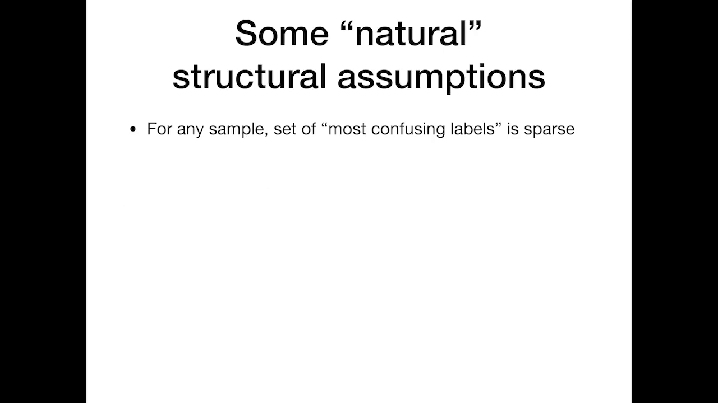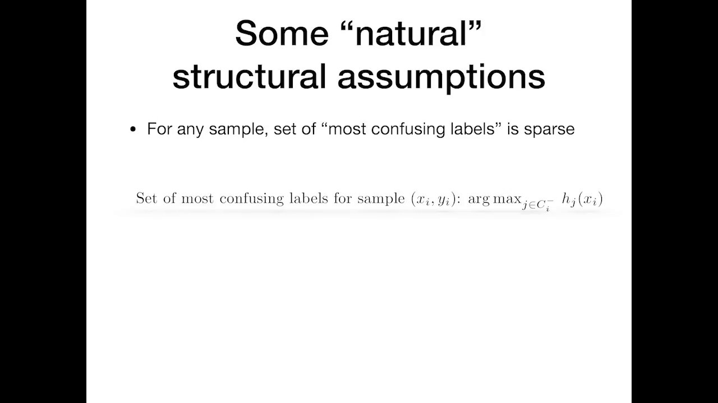And so now let's talk about some natural assumptions. I put it in quotes because it's natural to me, but I hope you would also agree that these are natural assumptions. Here is one such assumption: for any sample, the set of most confusing labels is sparse, which we call MCL sparsity. What does this mean? Let's unpack that a little bit.